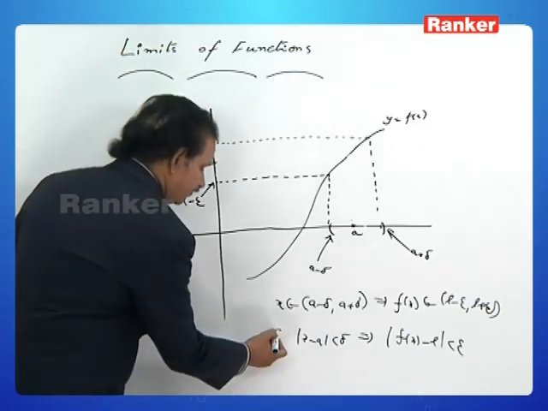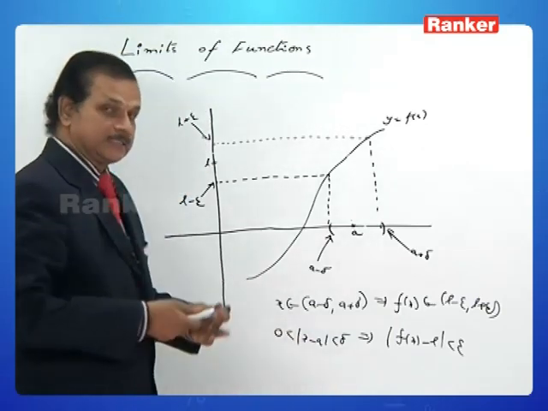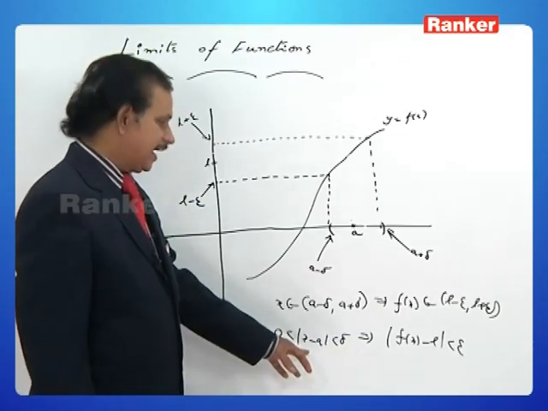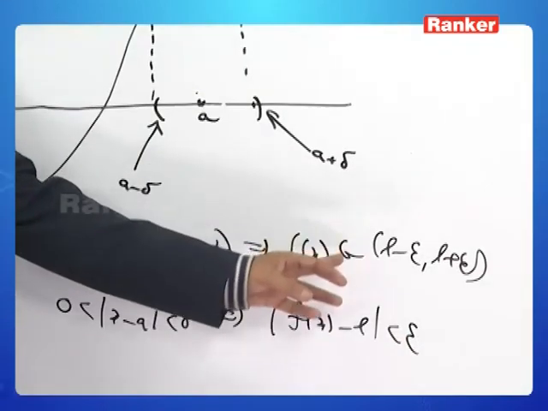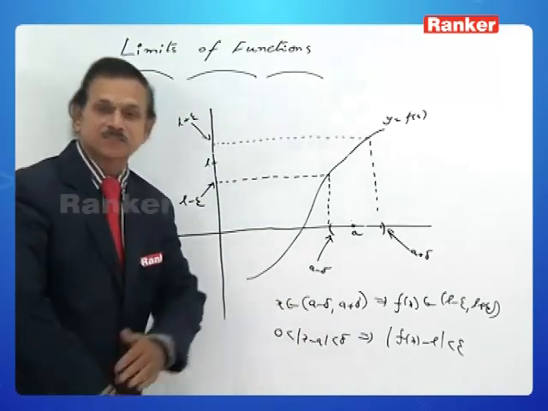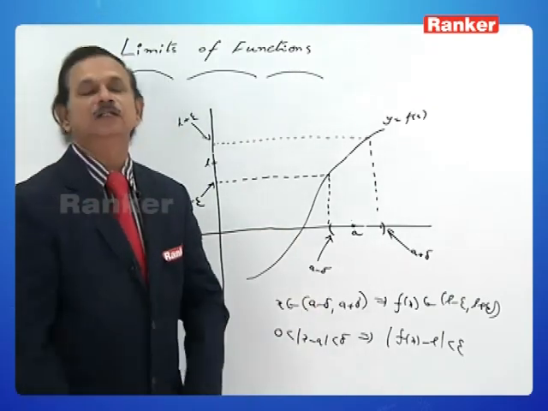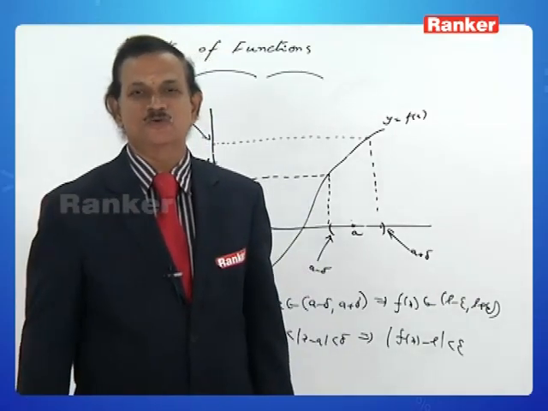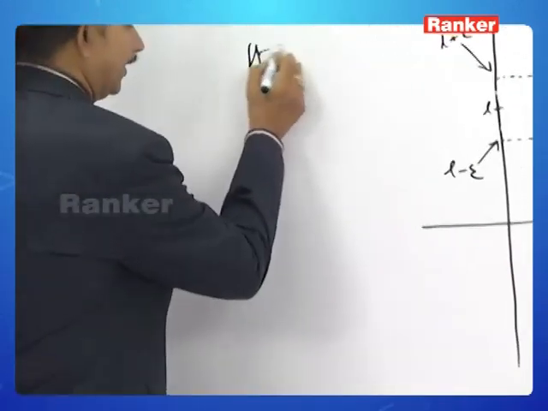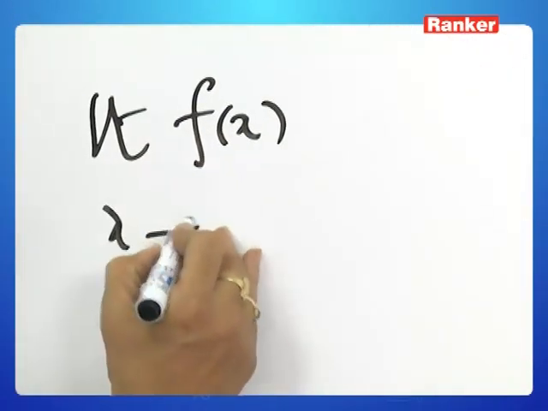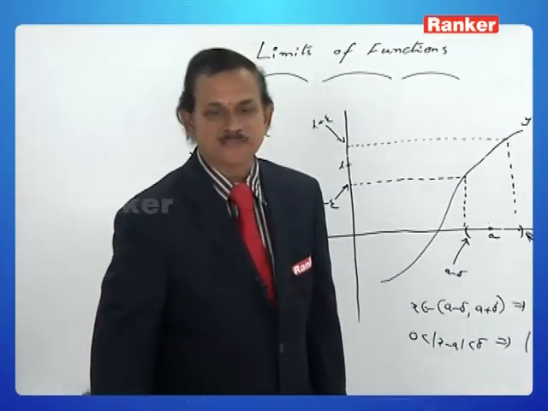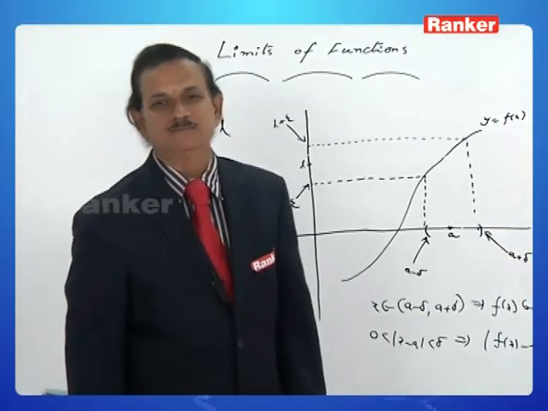Right? If we say 0 < |x − a| < δ, for every x in the deleted neighborhood of a, f(x) is in the neighborhood (L − ε, L + ε). If such a thing happens, then we say that f(x) tends to L, or the limit of f(x) as x tends to a is equal to L.